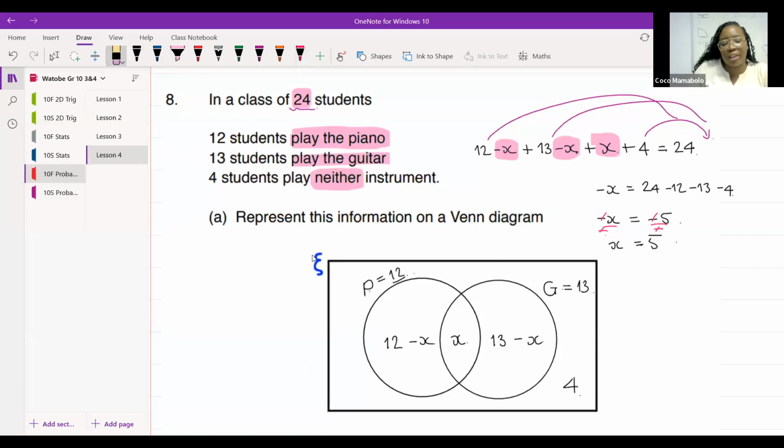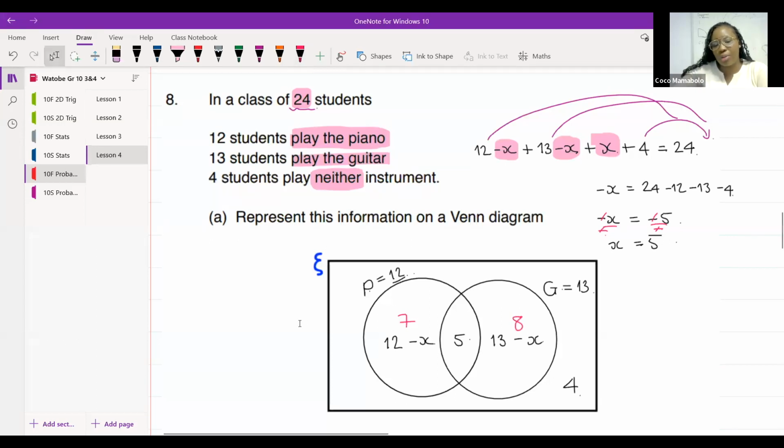So we then go back to our Venn diagram, move this part, x is now equal to 5. What does that tell us about 12 minus x? What is that equal to? Isn't it 8? 12 minus 5? 7. And then 13 minus 5? 8. 8, correct. Okay, I saw a question just now.